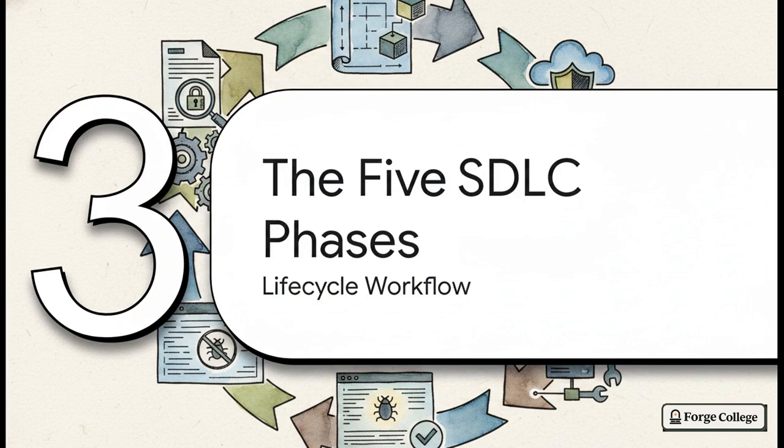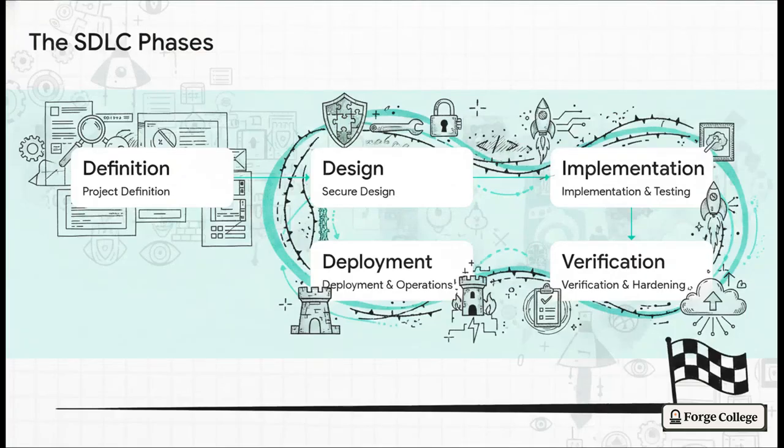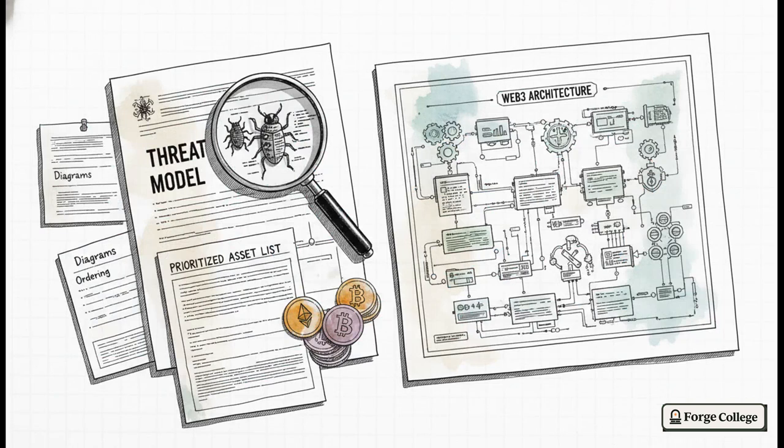All right, part 3, the 5 SDLC phases. This is our secure development lifecycle workflow. So how do we actually pull this off systematically without losing our minds or making a critical error? By using the 5 phases of the secure development lifecycle: definition, design, implementation, verification, and operations. Please don't think of this as boring corporate red tape. It is literally your survival guide. This is the precise timeline that will get your capstone project successfully over the finish line entirely intact. In the definition and design phases, you are doing all your homework before you write a single line of code.